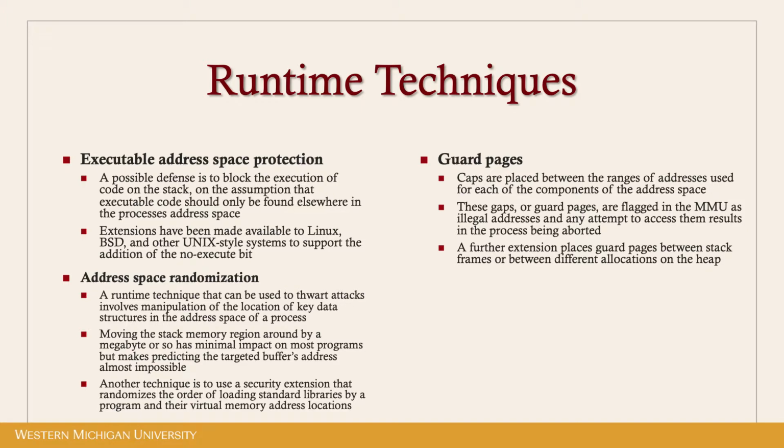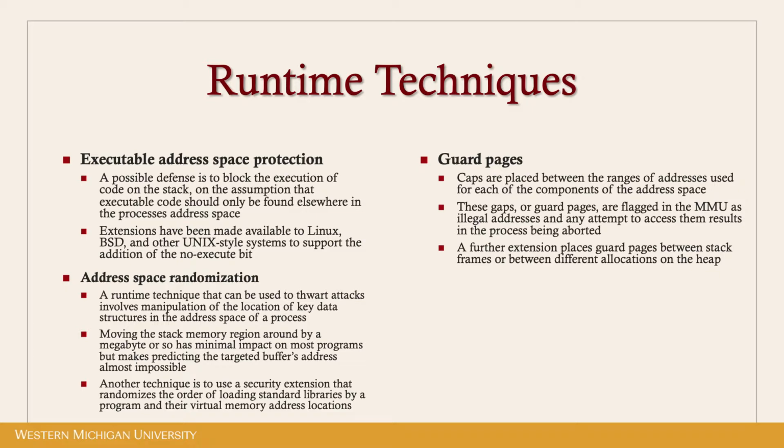Moving on to runtime techniques, we can use executable address space protection, where we can block the execution of code on the stack on the assumption that executable code should only be found elsewhere in the address space. We can use address space randomization. That's a runtime technique that can be used to thwart attacks by manipulating the location of key data structures in the address space so that attackers can't predict those things.